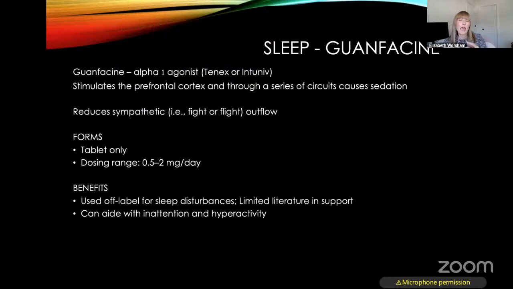You don't have to swallow the tablet whole. You can crush it and put it in applesauce or hide it in some taffy or candy. However you can get a person to take it, I'm all for. The benefits, it can be used off-label for sleep disturbances.